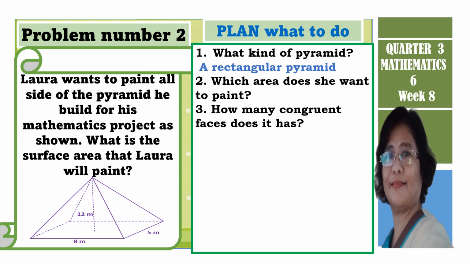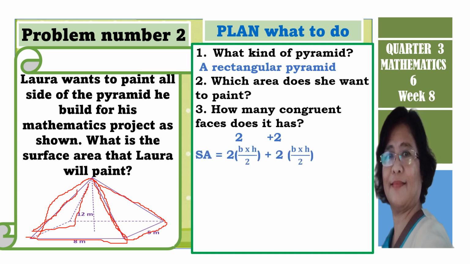The face facing us, this one is the big triangle, congruent to the other side. And on the side is the small triangle, which is also congruent to this side. Okay, so we have 2 congruent faces. Since we have 2 congruent triangles, the formula for a triangle is base times height divided by 2. We have 2 triangles, the small triangle and the big triangle. So this will be our formula.